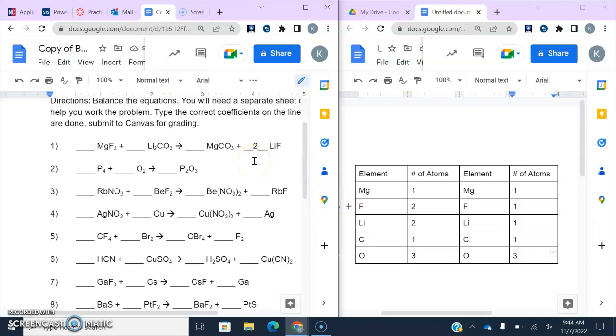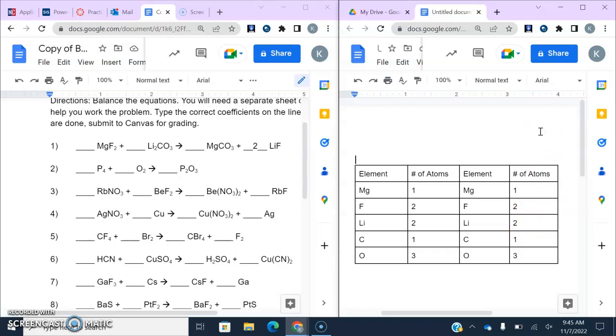And it's important when we're balancing these equations that we always go back and update our atoms as we add coefficients. Remember, we cannot manipulate subscripts. The only thing that we can change are the coefficients. So every time we do that, we need to make sure we're updating our atoms. So now that we have a 2 coefficient here, we're going to have 2 fluorine and 2 lithium.